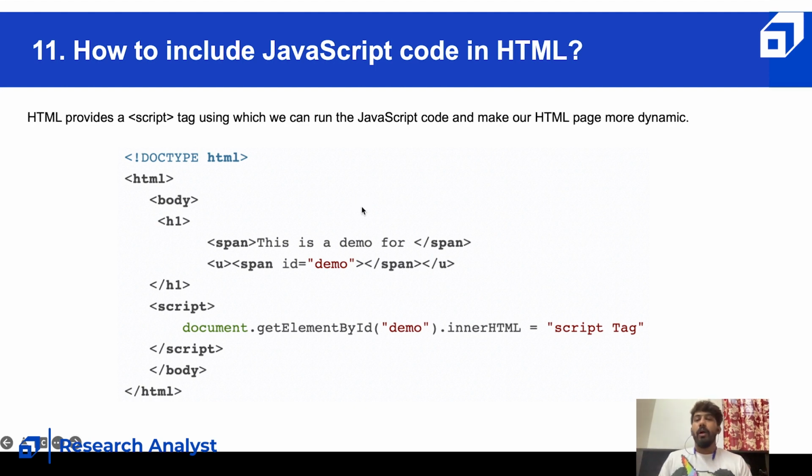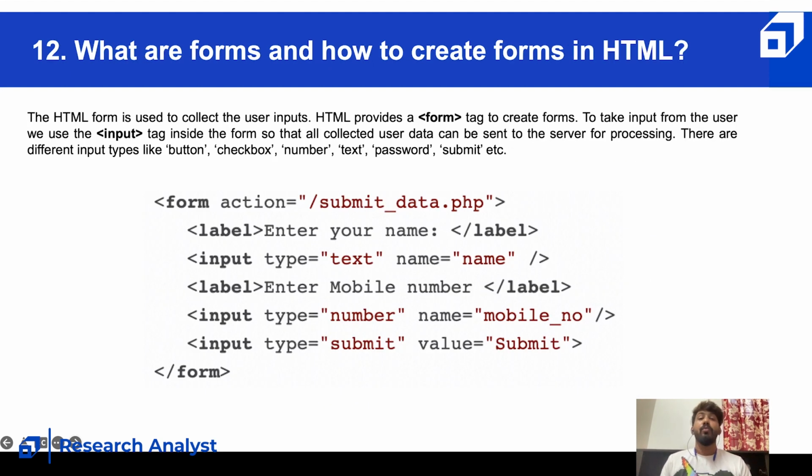Okay, now moving on to the next question, which is what are forms and how to create forms in HTML. So it's pretty simple to create a form. You just have to use the form tag, but within that you have multiple options to create. So that's what we're going to look into now. First of all, to take user input, you will have to use the input tag. So you can see here, right? So this tag is for user input.